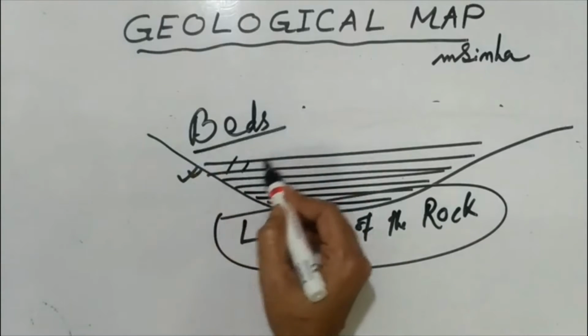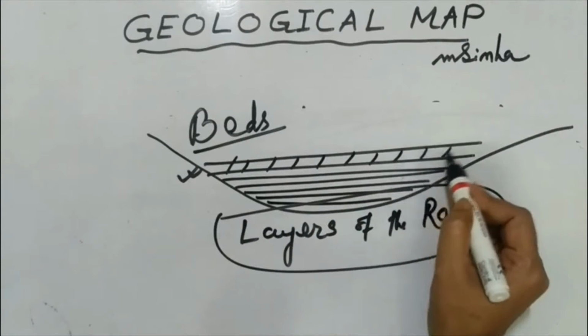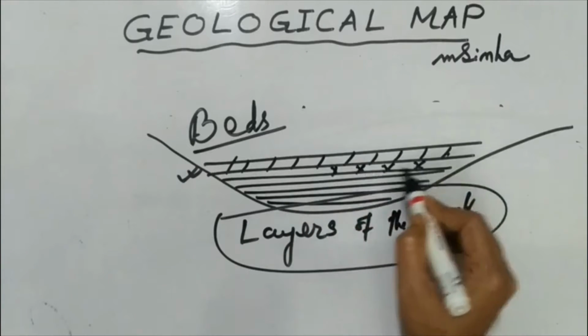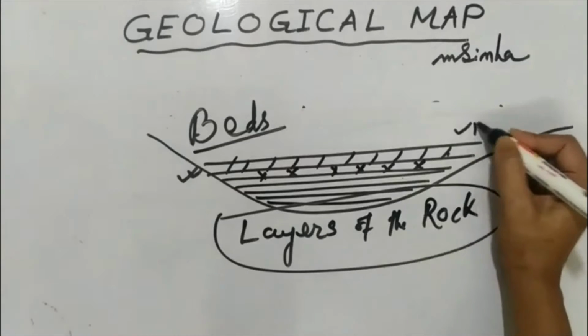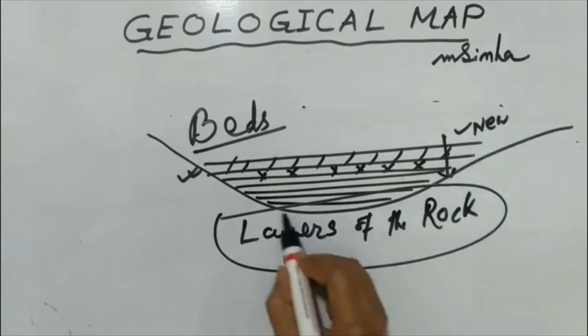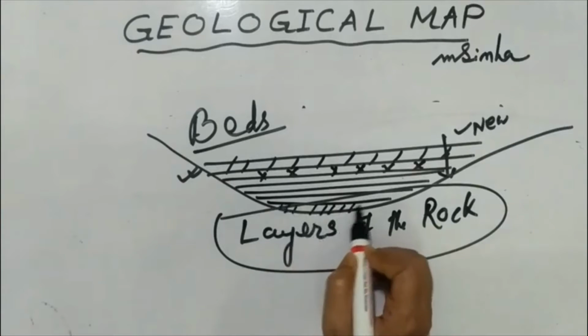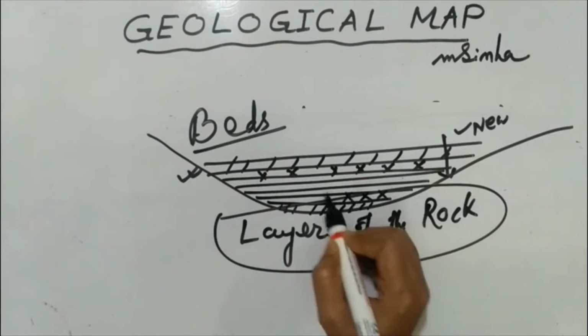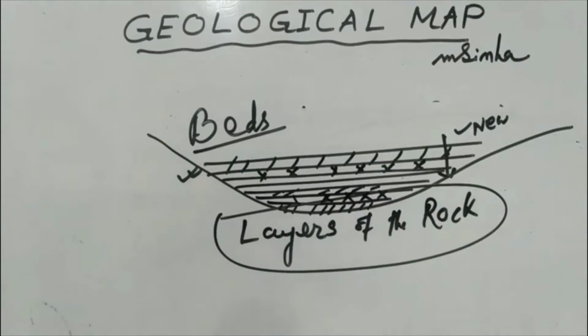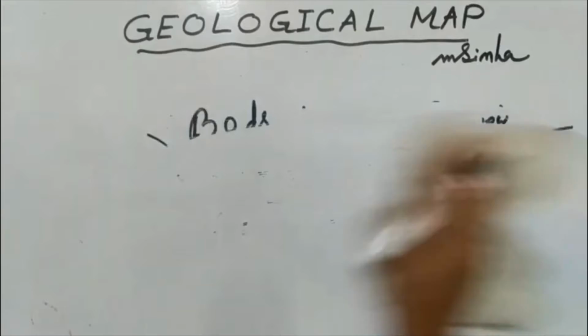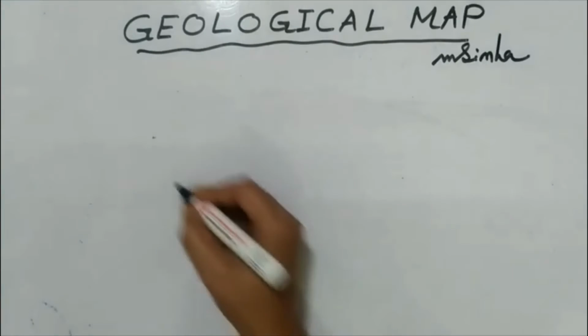Okay, these are the layers. Suppose this is one kind of deposition, this is another kind of deposition. All the deposited layers are known as beds. What is the succession? Succession is the chronological order or the sequence of beds. Suppose this is newer, this is older. The first layer is deposited here, then the second layer, then the third layer, then the fourth layer, all going in a sequence. The succession of rock beds means the sequence of deposition.